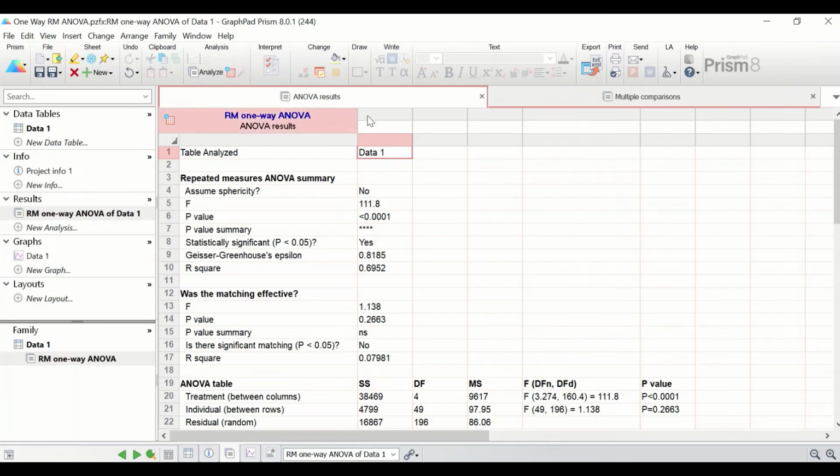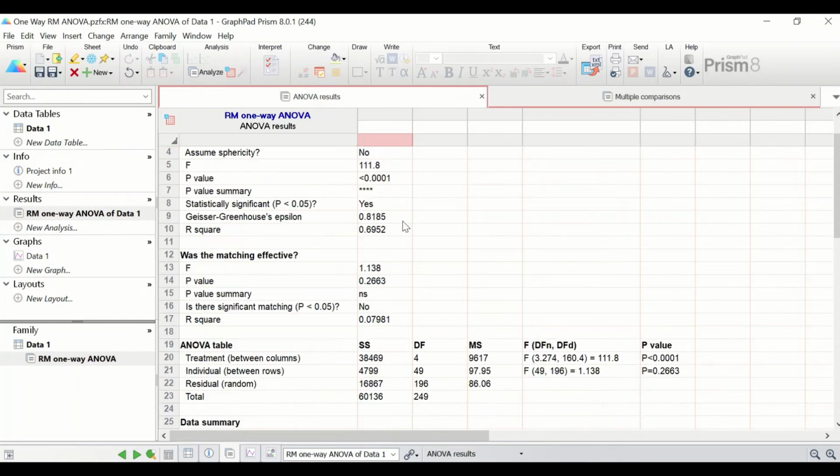The first one is the ANOVA result. Repeated measures one-way ANOVA result showing the summary, the F ratio is calculated and the p-value is significant, as the p-value is less than 0.05. So there is a statistically significant difference in the means for all the levels. And the Geisser-Greenhouse epsilon here is given.